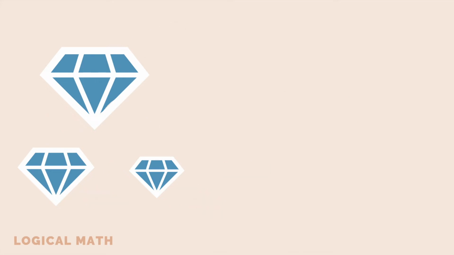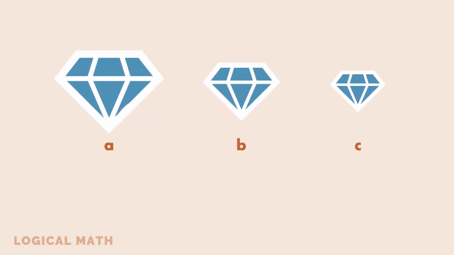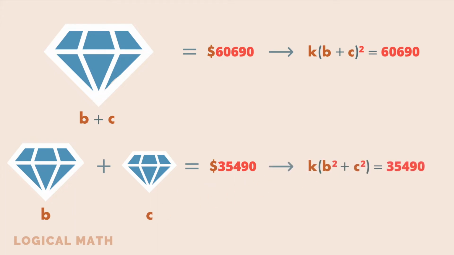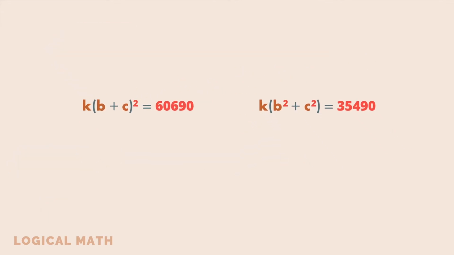Let's mark the weight of two new diamonds as B and C. Then the weight of the initial large diamond is B plus C. Denote the coefficient of price proportionality as K. Hence, according to the problem, the price of the initial diamond is K times (B plus C) squared, and the total price of two new diamonds is K times (B squared plus C squared). So we have these two equations. And we need to find out the value of K times (B squared minus C squared).